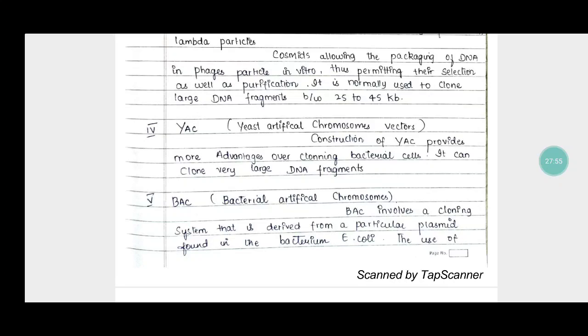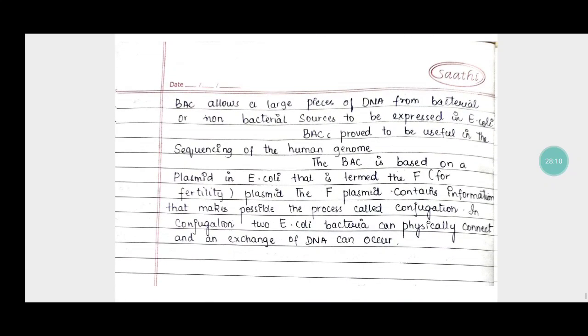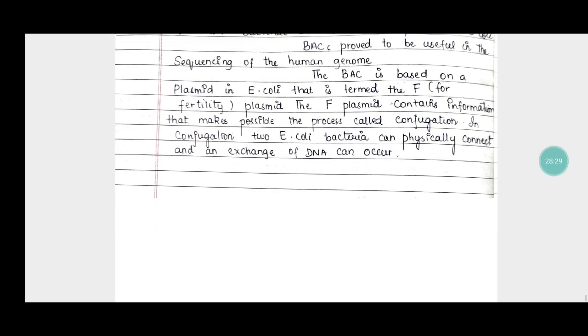And this is bacterial artificial chromosome vectors. So the BAC involves a cloning system that is derived from the particular plasmid found in the bacterium E. coli. The use of the BAC allows a large piece of DNA from bacterial or non-bacterial sources to be expressed in E. coli, through a process called conjugation. In conjugation, two E. coli bacteria can physically connect and an exchange of DNA can occur.